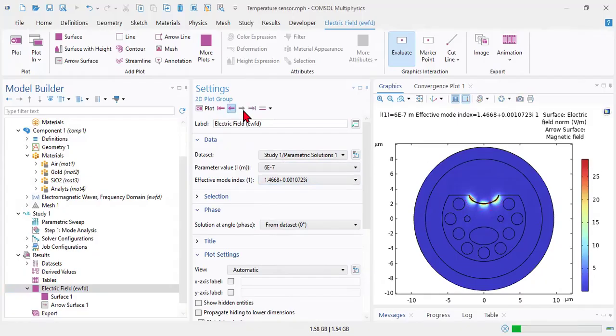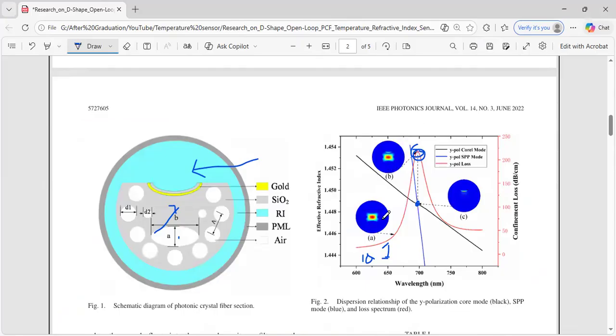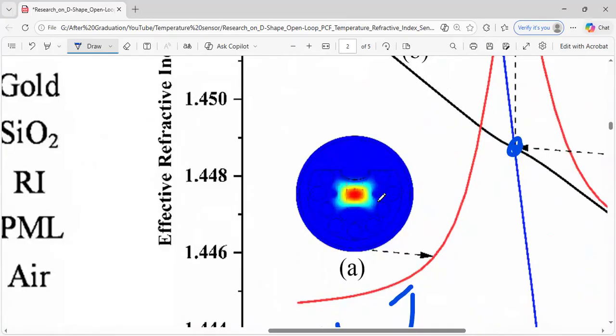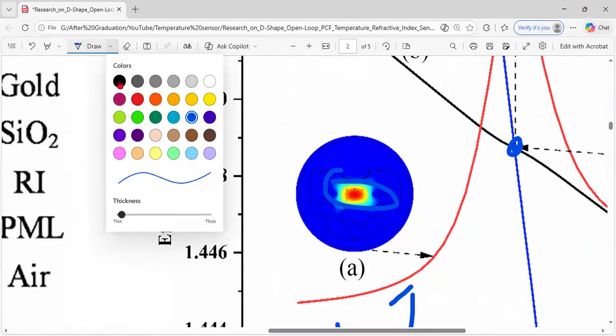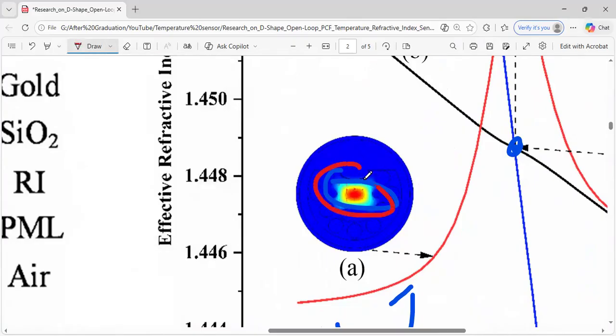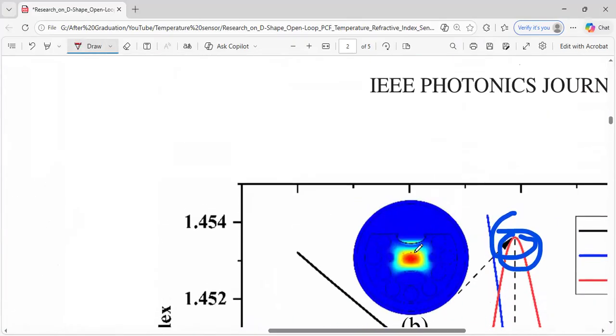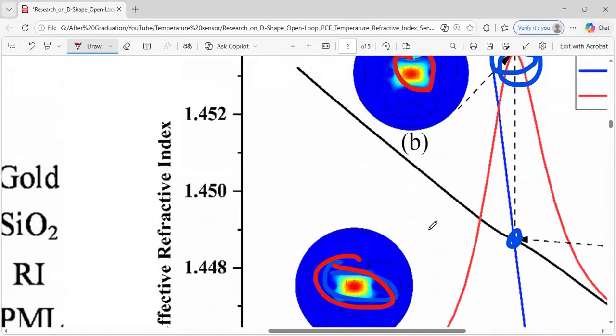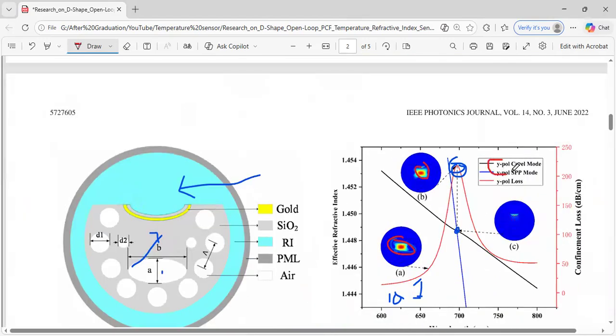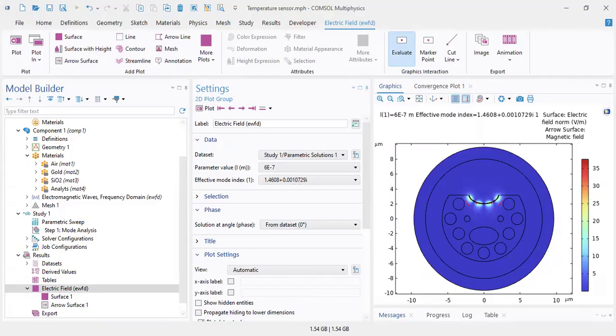We have to find out the y polarized mode, because in this paper you can see that they are working on the y polarized mode. They also mention here that this is the y polarized mode. The confinement loss curve is actually for the y polarized mode. So that's why we have to do it for the y polarized mode.